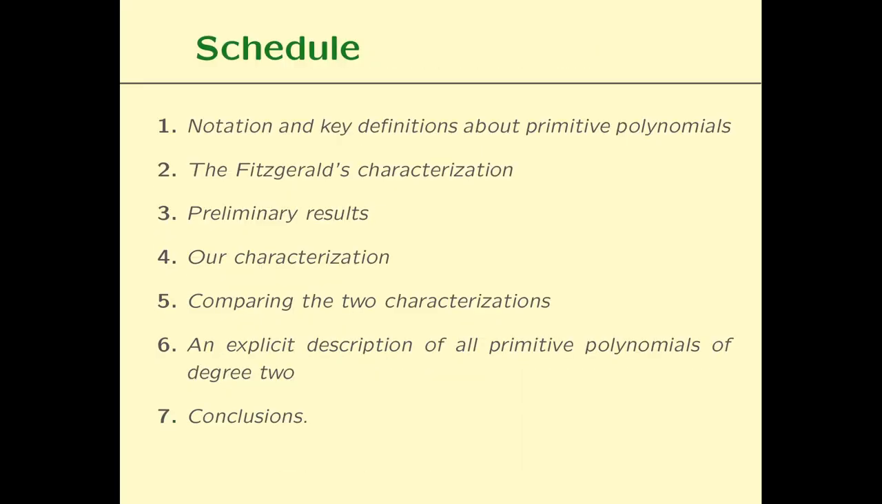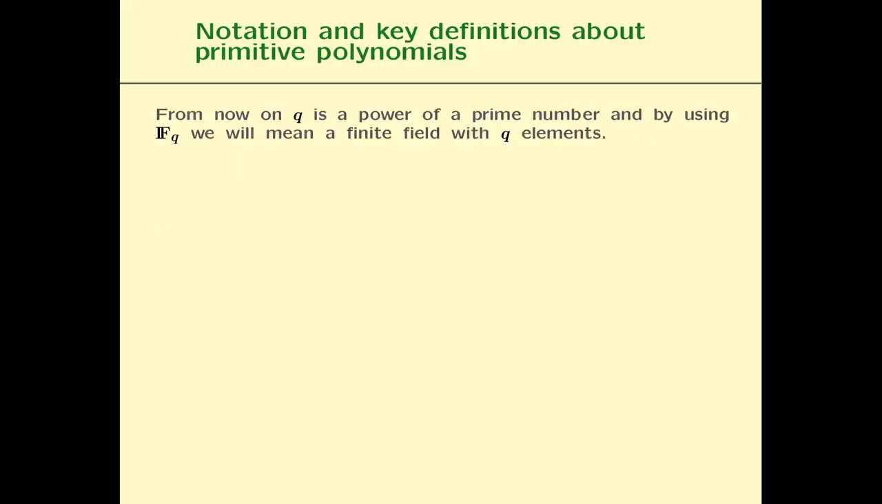In order to present such results, this talk is divided into 7 sections. Thus, in the first section, we are going to establish our notation and recall some key definitions about primitive polynomials. In section 2, we are going to record the Fitzgerald characterization. In section 3, we are going to present 3 preliminary results. Section 4 will be devoted to presenting our characterization, while in section 5, we are going to compare the two characterizations. In section 6, an explicit description of all primitive polynomials of degree 2 will be presented. Finally, section 7 will be devoted to presenting our conclusions.